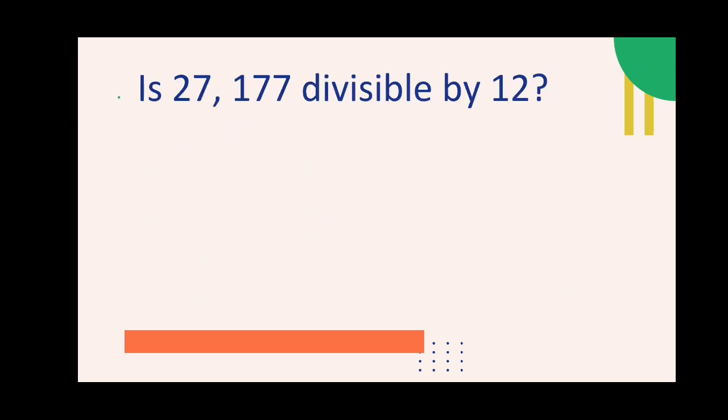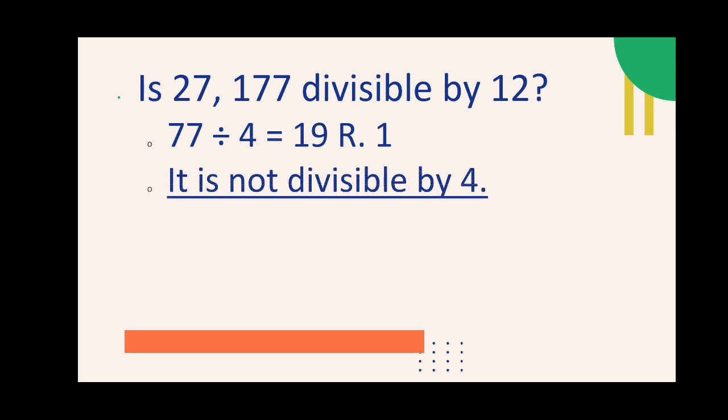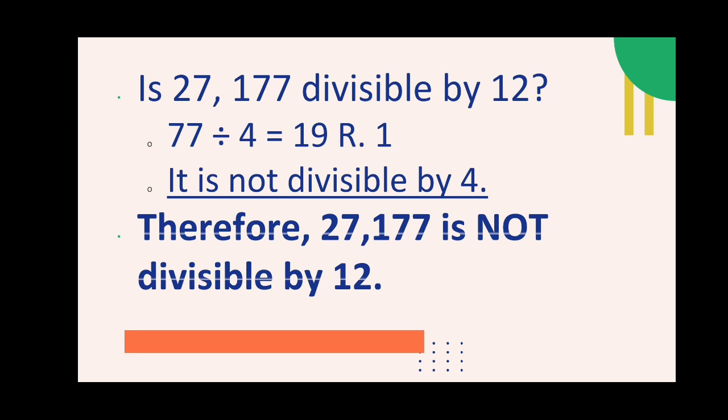Is 27,177 divisible by 12? Okay, so i-check muna natin ang last two digits kung divisible ba siya by 4. 77 divided by 4 equals 19, remainder 1. So dahil may remainder, ibig sabihin 77 is not divisible by 4 and 27,177 is not divisible by 4. So dahil hindi siya divisible by 4, hindi na natin kailangan i-check kung divisible ba siya by 3. So therefore, 27,177 is not divisible by 12.